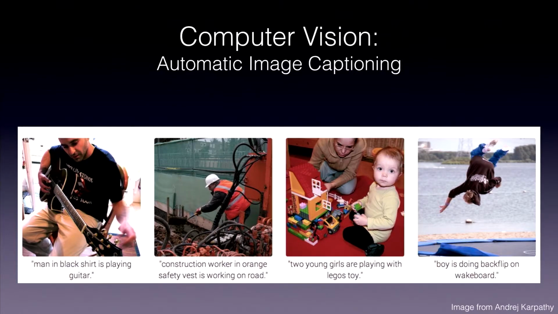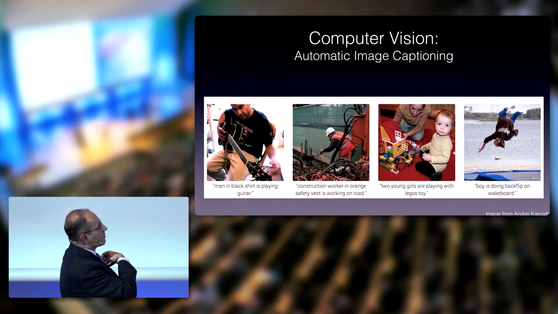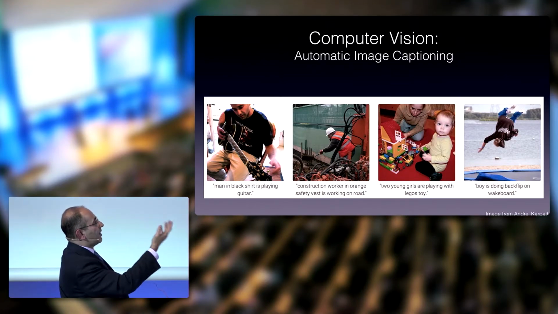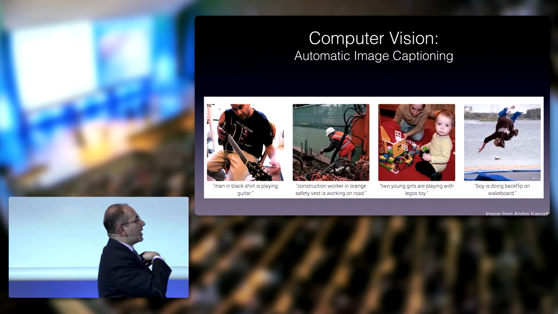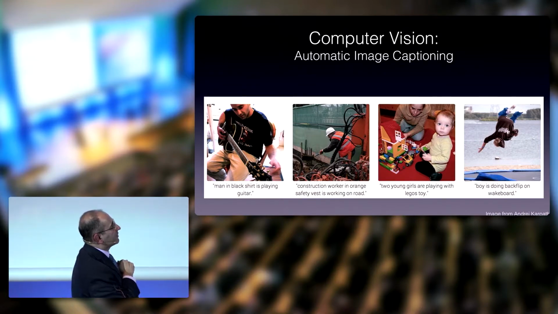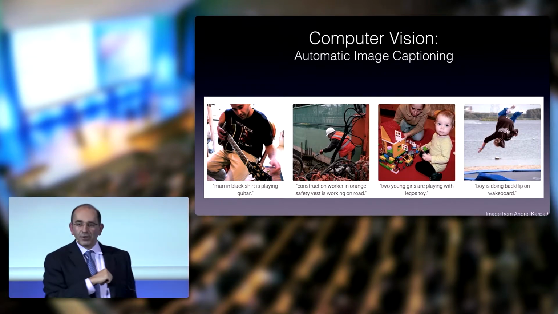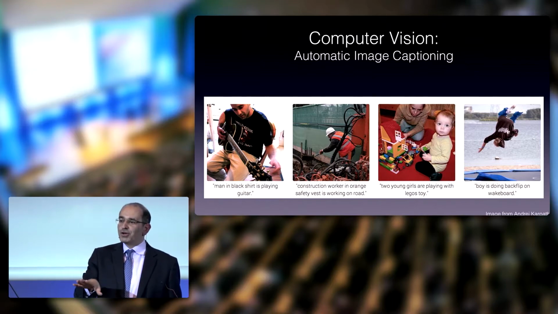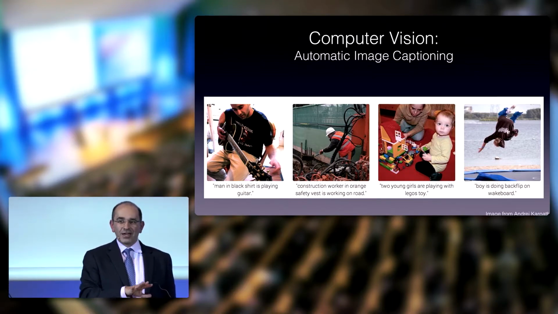On the first one, the computer says, "man in black shirt is playing guitar." That seems quite reasonable, actually, as if it even understood what's in the picture. On the second one, it says, "construction worker in orange safety vest is working on road." "Two young girls are playing with Legos, toys." "Boy is doing backflip on a wakeboard." I mean, that one's not quite accurate because it's a trampoline, but, you know, it is a computer after all. You've got to give it a break.